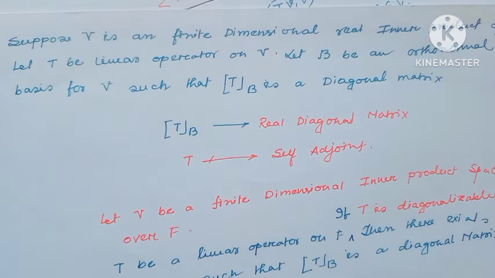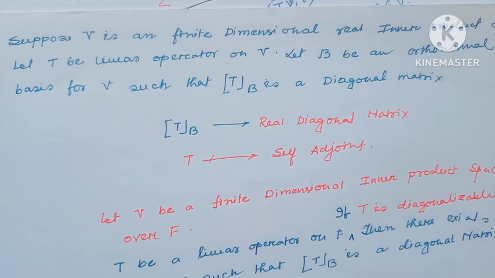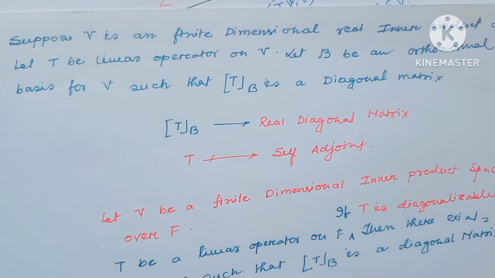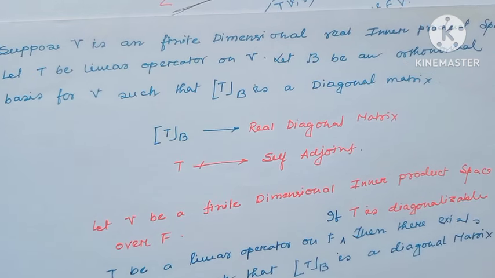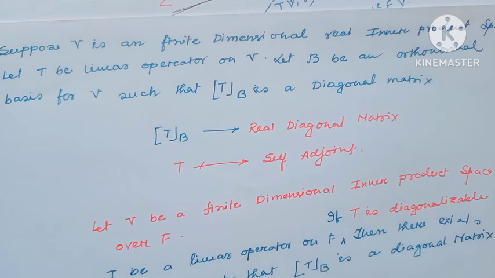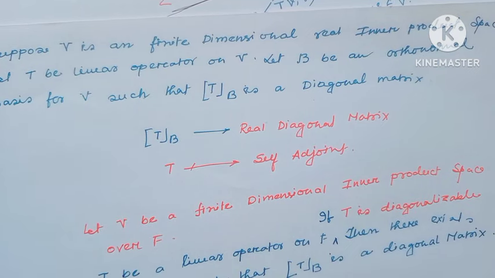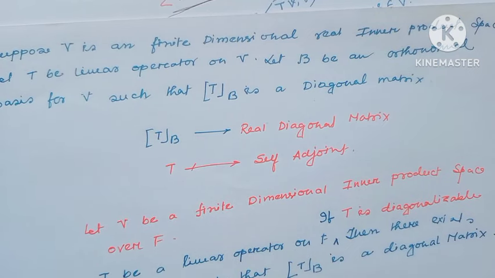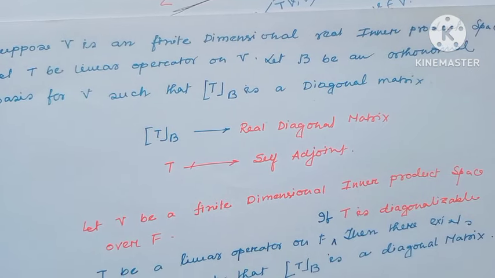Next, suppose V is a finite dimensional real inner product space and let T be a linear operator on the vector space V, and let beta be an orthonormal basis for V such that the matrix representation with this basis is a diagonal matrix.